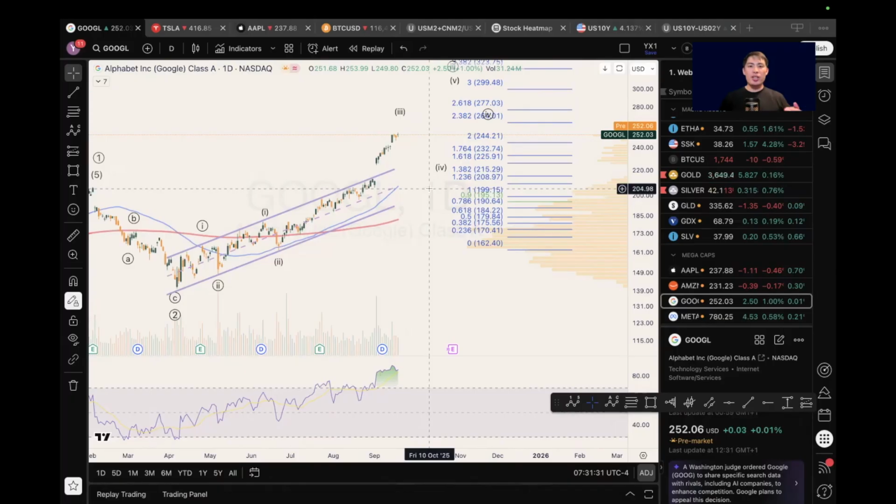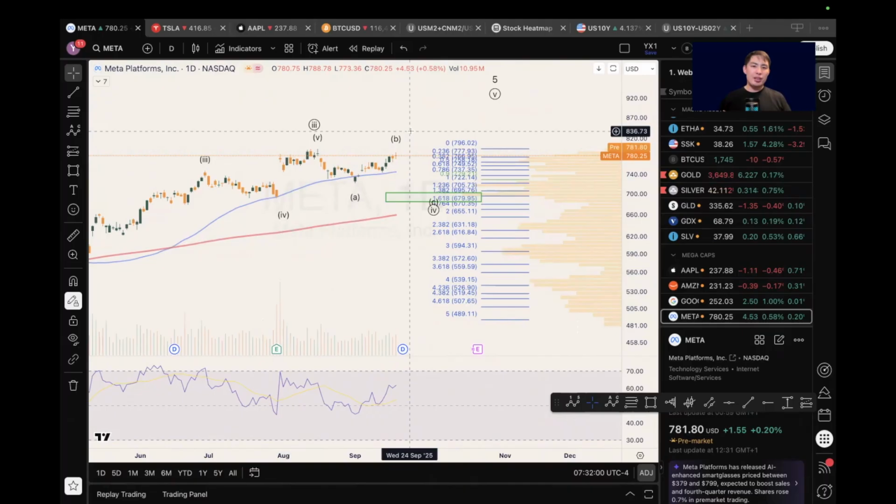I'm cautious in chasing here. I would say wait for a retrace, and I think at around 200, low 200 is still a pretty good opportunity in terms of valuation and everything for buying Google. Meta, my concern is that we have a wave B rally here.